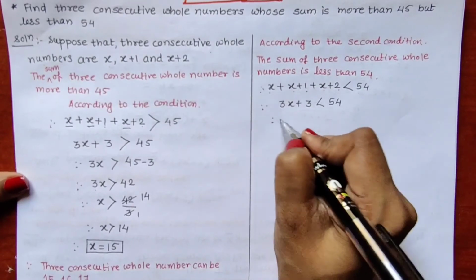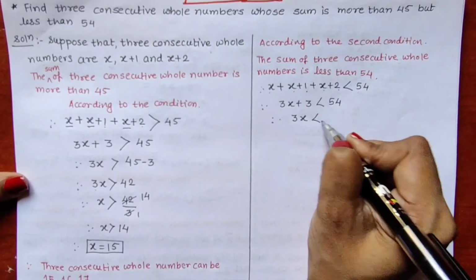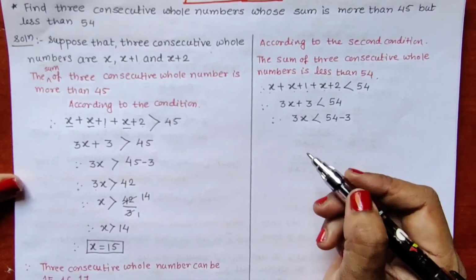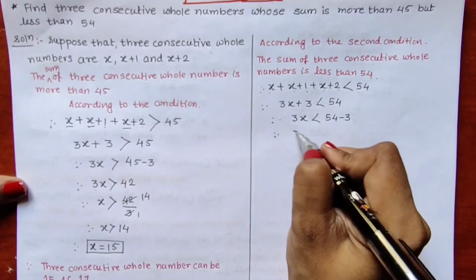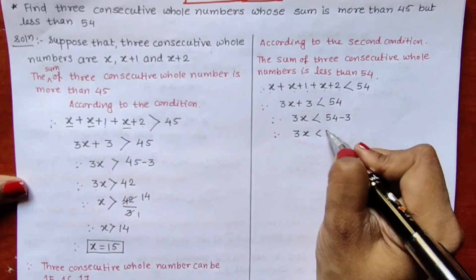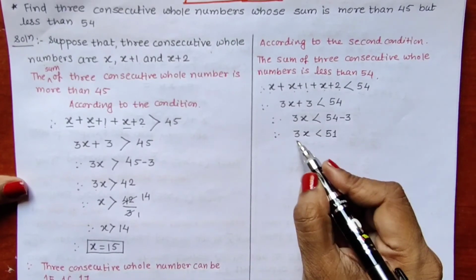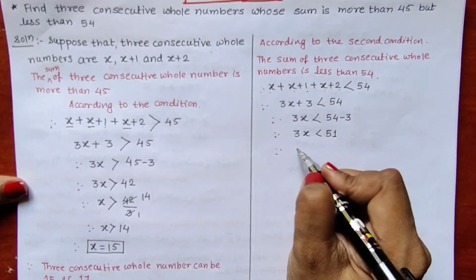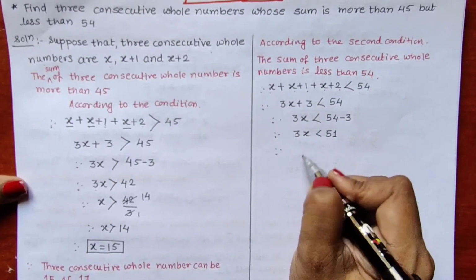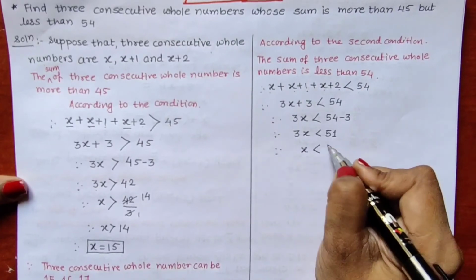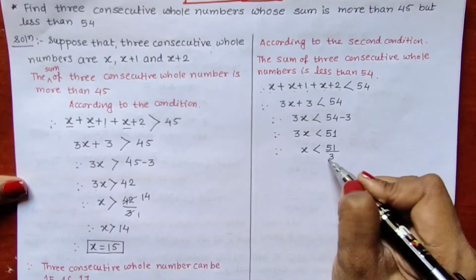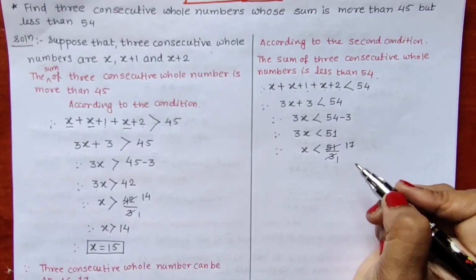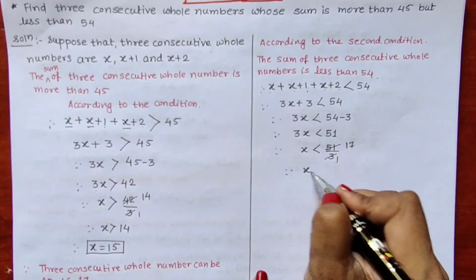Plus 3 we have to transfer from left to right. 3x as it is we write, less than 54 as it is. Plus 3 transferred becomes minus 3. That means we are subtracting 3 from both the sides. So 3x is less than 54 minus 3, which is 51. Now as 3 is there on the left hand side, we have to transfer it to the right hand side. It will become divide by 3 on both the sides. So 3x divided by 3 gives x less than 51 divided by 3. Now cancel. 3 ones are 3. 3 sevens are 21. So x is less than 17.